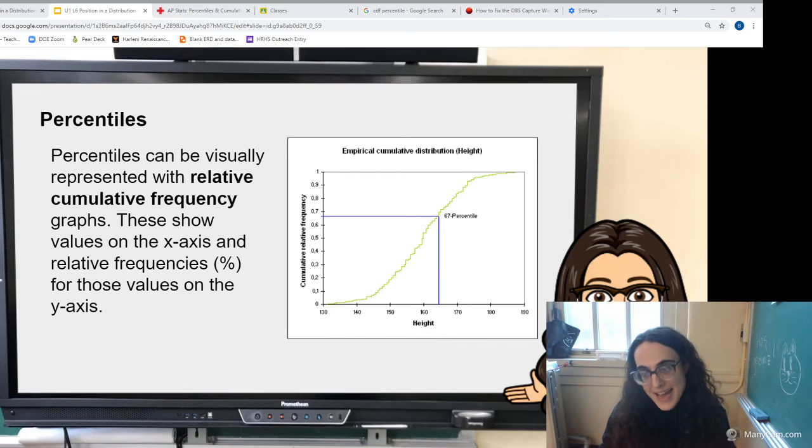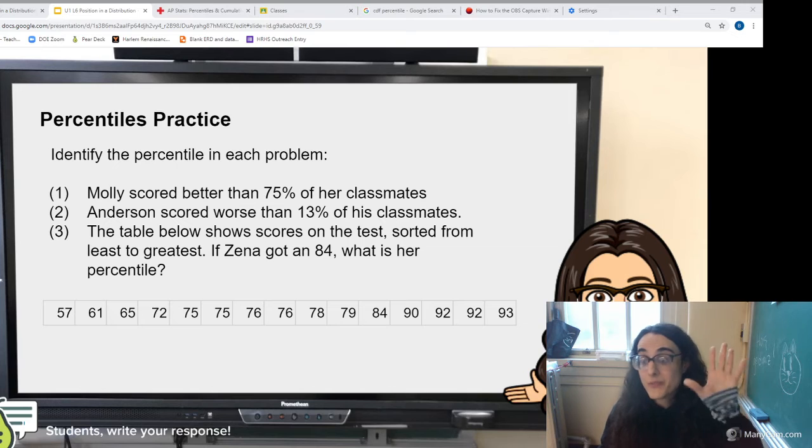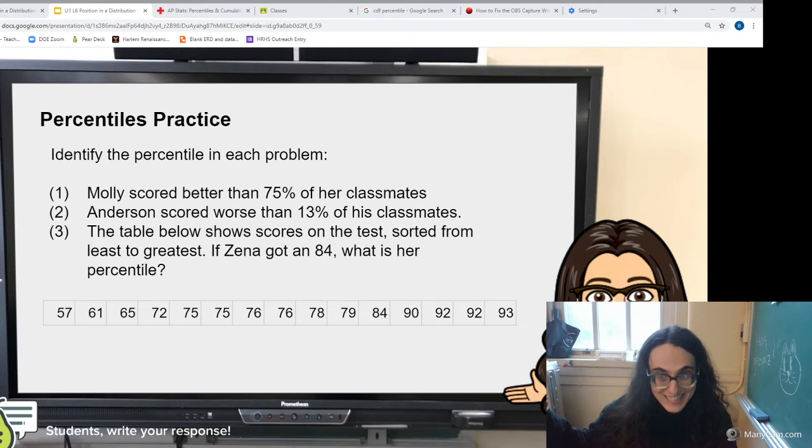But for right now, let's look at a different way of looking at relative position. Or actually, sorry, first, let's practice. Okay, so we got 3 percentile problems. The first one is a fairly clear-cut one, like I just did. Number 2, you're gonna really read the question. Make sure you're answering what it's asking.